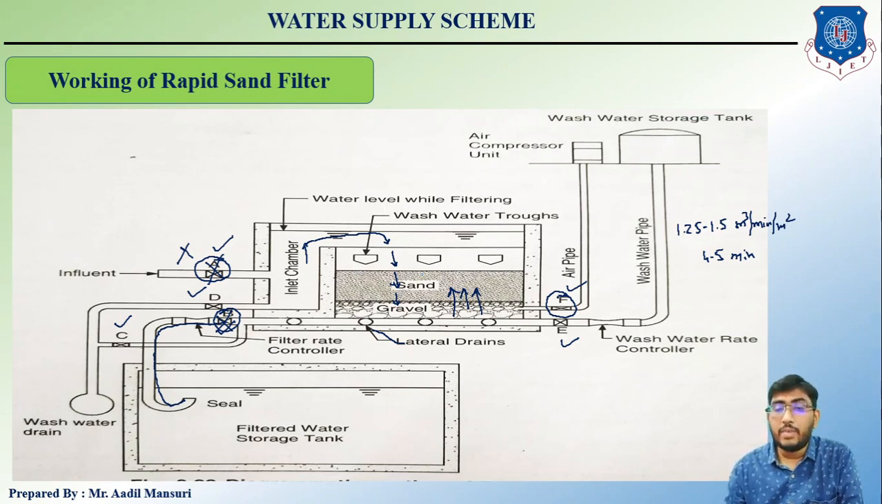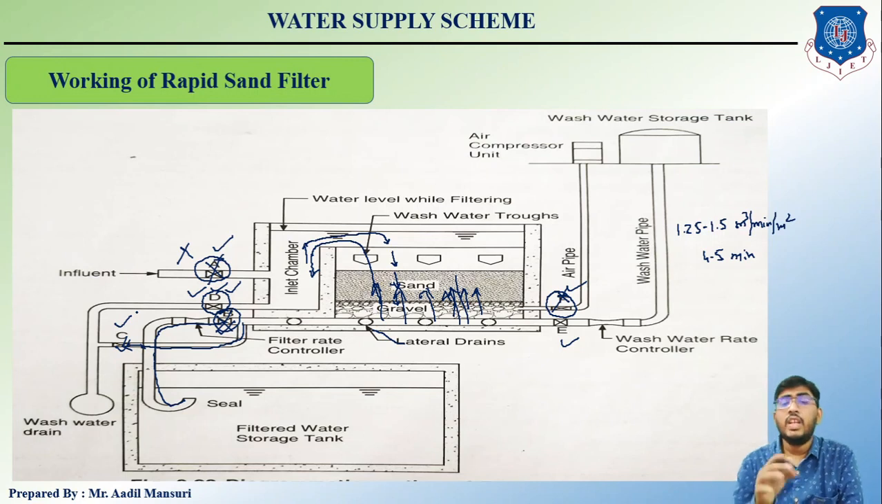After 5 minutes valve F is also closed, and wash water from valve E is allowed to enter into the rapid sand filter in the opposite direction. All the dirt, silt and clay that was clogged will be removed along with the water, and it will be removed from here only. B is closed, but C is open, so it will be removed from valve D as well as valve C.